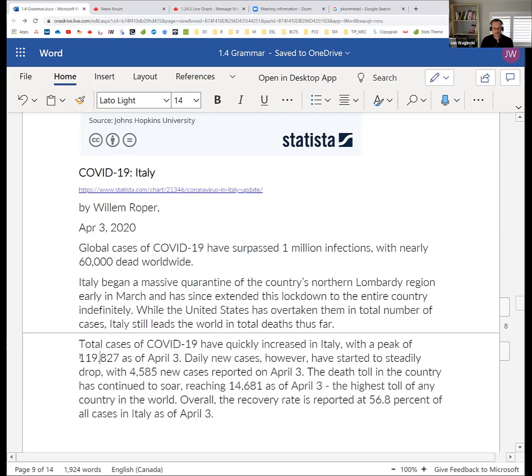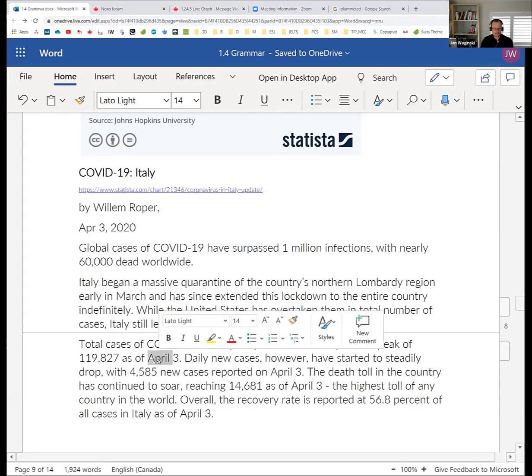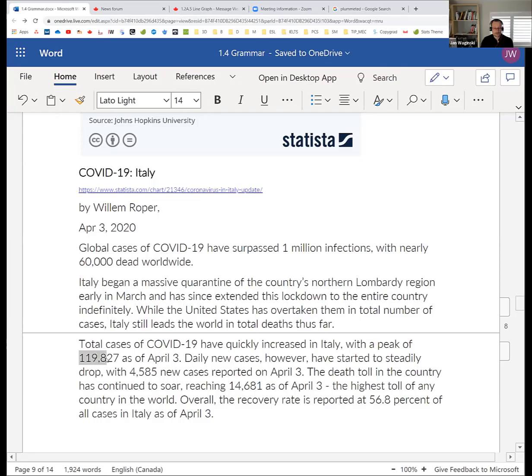Okay, so just a quick pronunciation note. It's pronounced April. April 3rd. And this number, the first part is the thousands, right? Because in English, the numbers are grouped by thousands, so it would be 119,827 as of April 3rd. April 3rd.